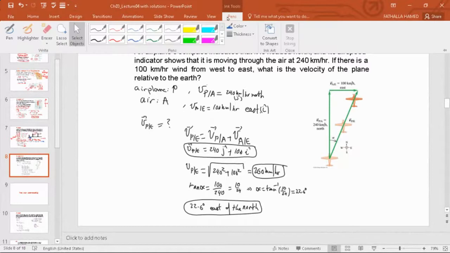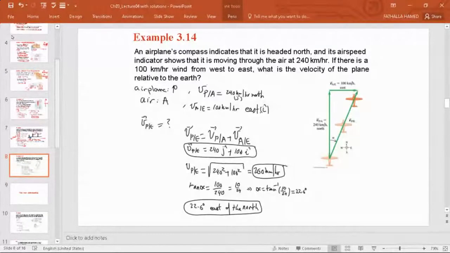Now, here we're going to look at something that we have in 2 dimensions. An airplane compass indicates that it is heading north, and its air speed indicator shows that it is moving through the air at 240 kilometers per hour. If there is a 100 kilometer per hour wind from west to east, what is the velocity of the plane relative to the Earth?